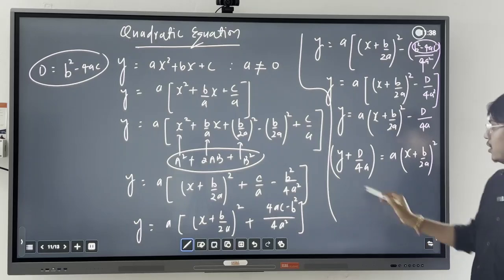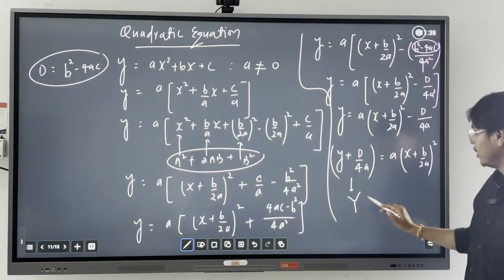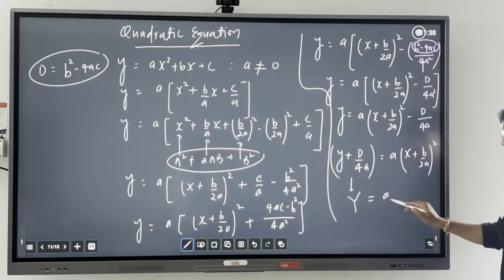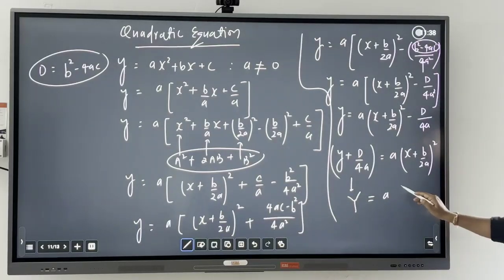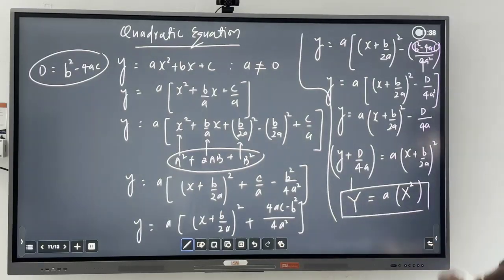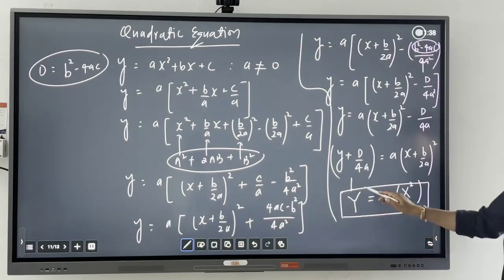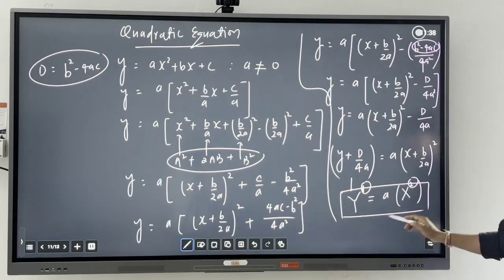If we compare, y plus D upon 4a is capital Y, and a is any constant, and x plus b upon 2a is capital X, then that expression will represent the parabolic equation. So if any function is defined in two variables x and y, and one variable has power 1 and the second variable has power 2, then that equation will represent a parabola.